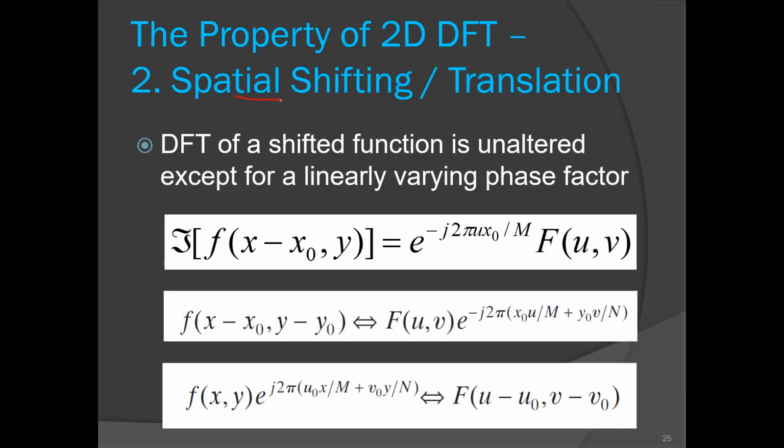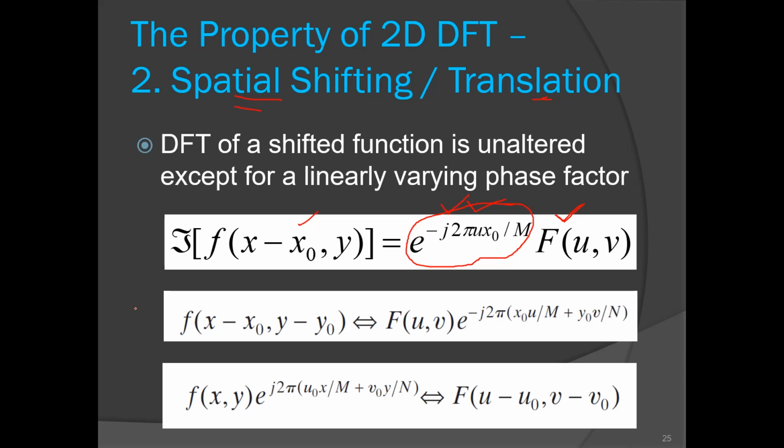Next one is spatial shifting, also known as the translation property. If we translate the image by this vector, here we are just translating along the x-axis by x0. The magnitude of the spectrum remains constant, only the phase changes by this quantity. As we can represent in polar coordinates also, the magnitude remains the same, only a phase change by this factor will be there.